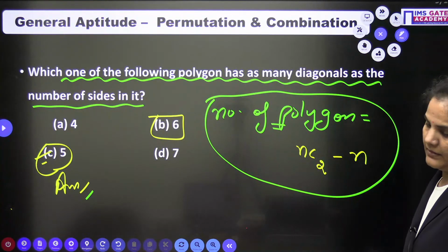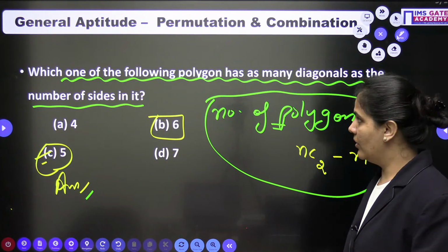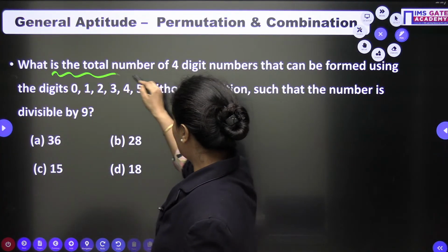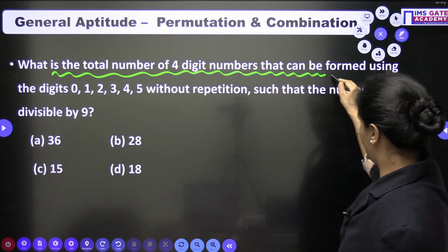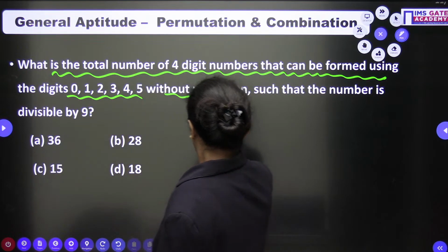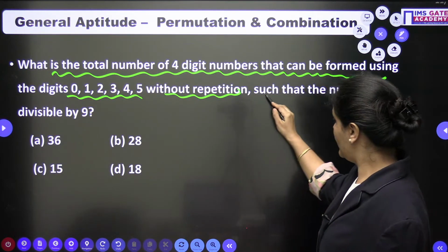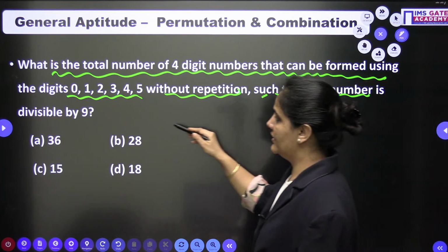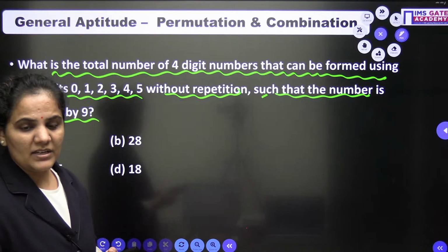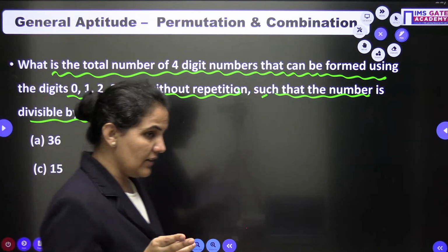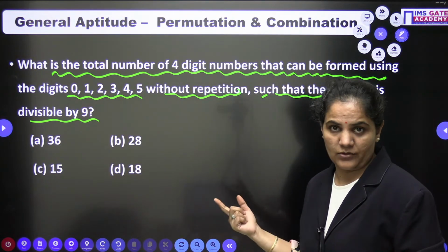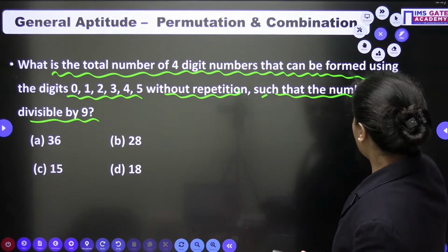Okay, clear? Now let's come to the next question, a good question. What is the total number of 4-digit numbers that can be formed using the digits 0, 1, 2, 3, 4, 5 without repetition such that the number is divisible by 9? So here we need to make a 4-digit number, and that 4-digit number must be divisible by 9 first of all. Okay, so you need to be careful here.